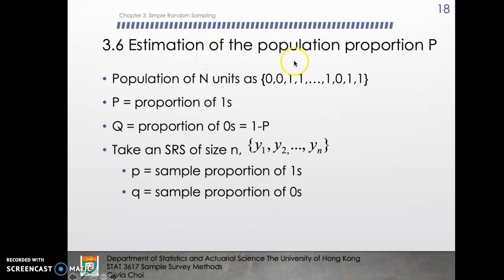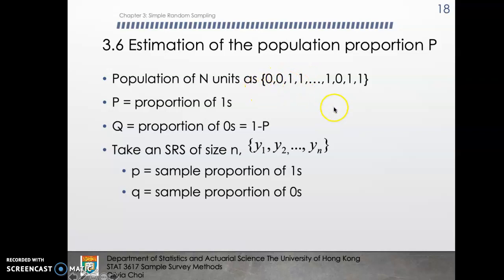3.6, estimation of the population proportion. That would be the third parameter that we usually want to look at to describe the population. Given a population of N units, for a yes/no question, if the answer is no, then we enter 0. If the answer is yes, then we enter 1.